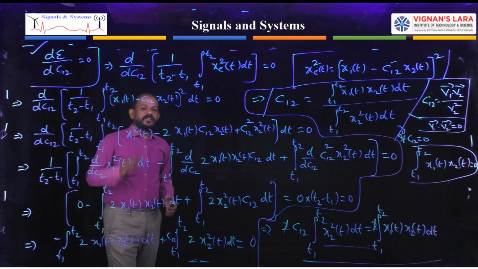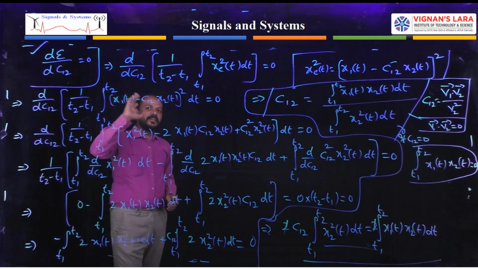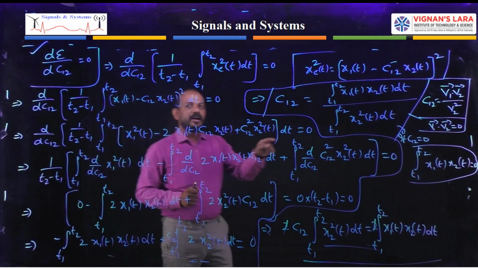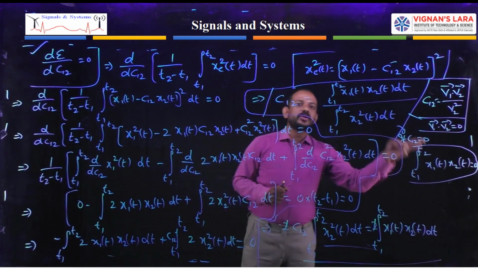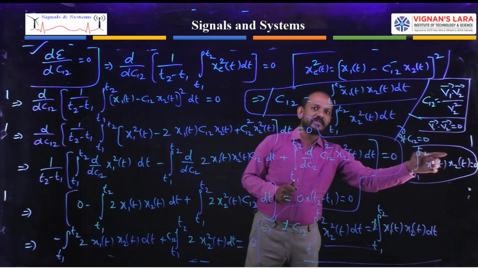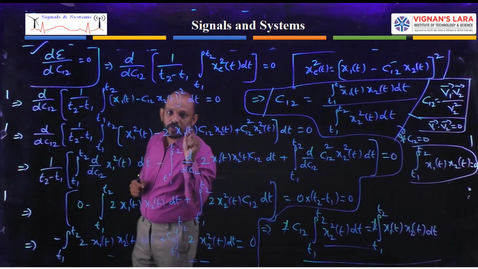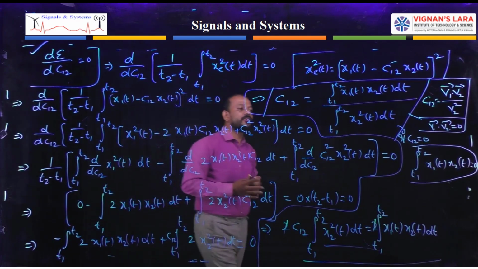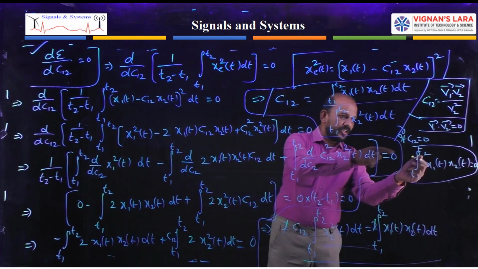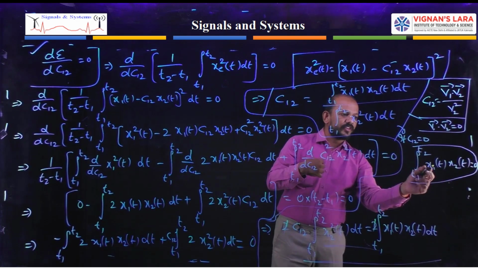So we say the two signals are orthogonal if the integral of the product of the two signals over the given interval is equal to 0. The condition is this one. Here, the integral of the product of two signals, considering the two signals as x1 of t and x2 of t.